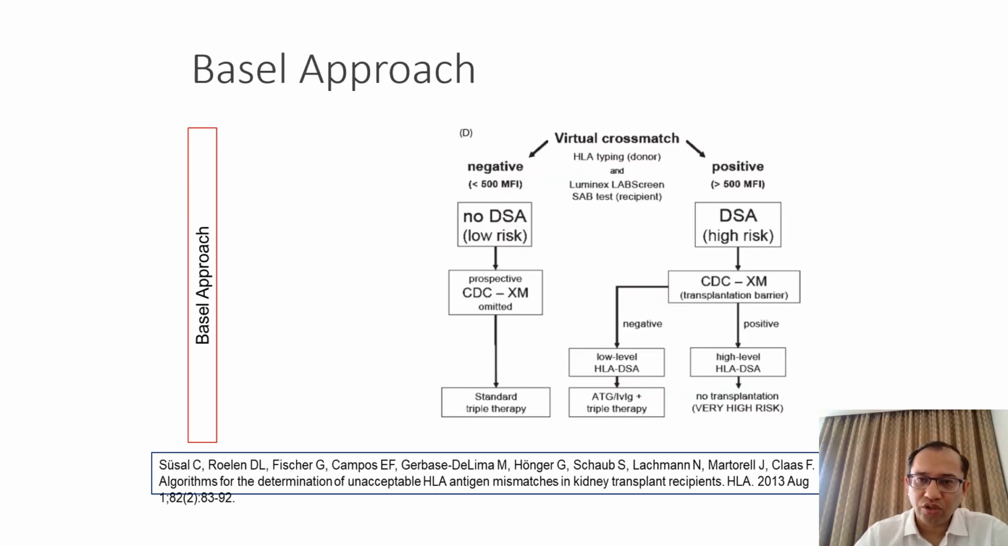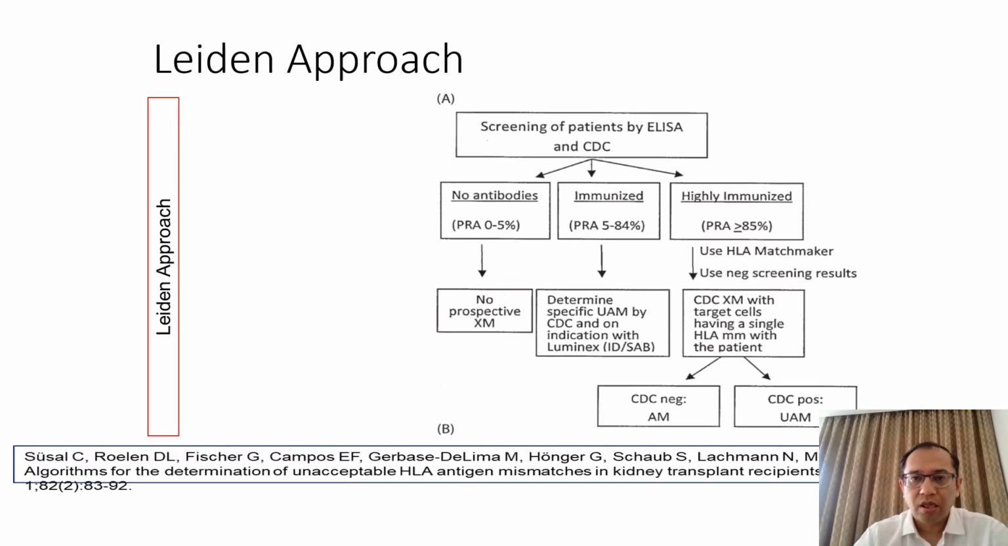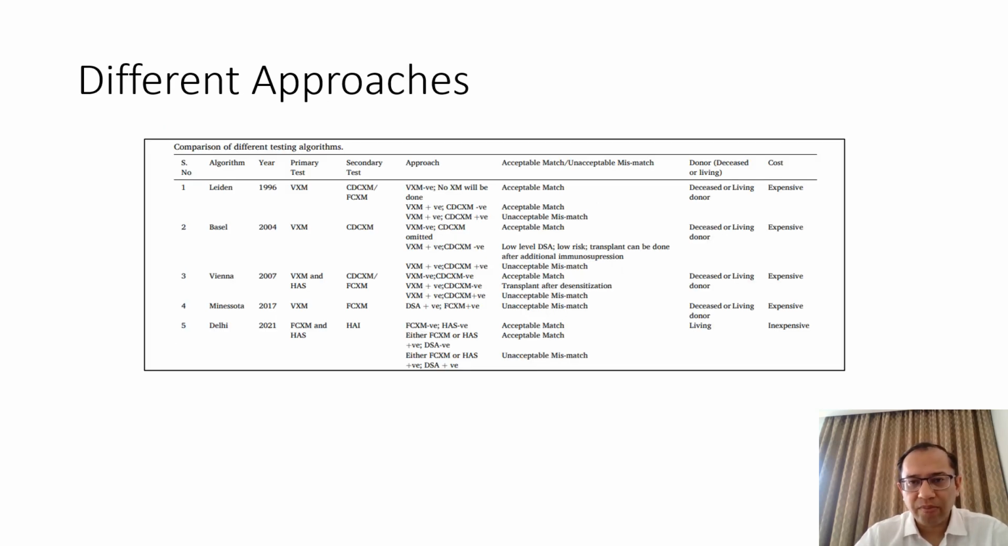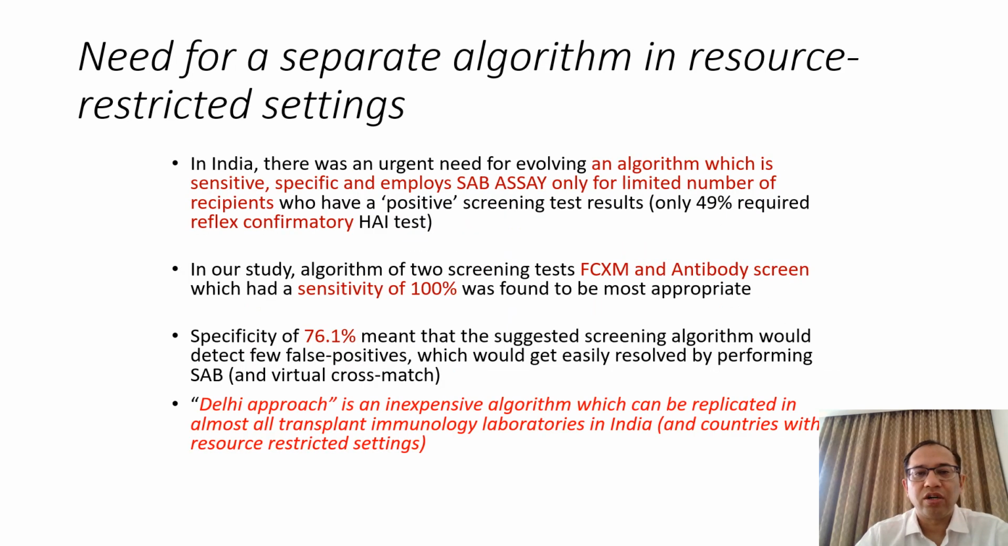So this is the Basel approach, in which virtual crossmatch is done upfront. So they do a single antigen bead assay. Similarly, in Leiden also, in the algorithm, you will see that the single antigen bead has a topography which is higher. And similarly, in Minnesota also, the single antigen bead assay is done upfront. So these different approaches have been used in various algorithms, and most of them have a virtual crossmatch as the primary test.